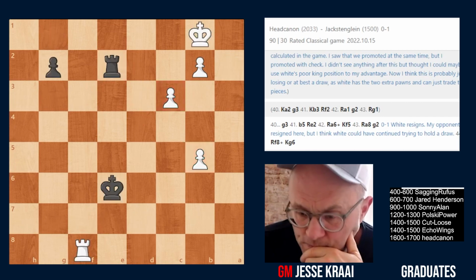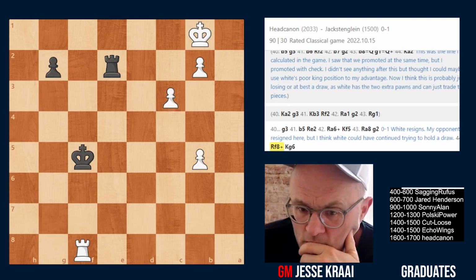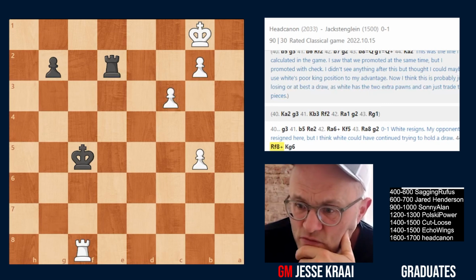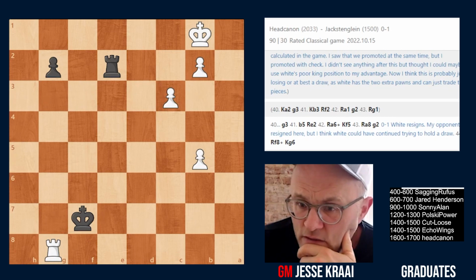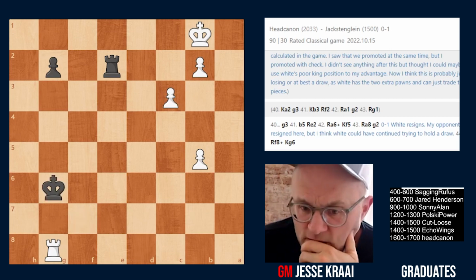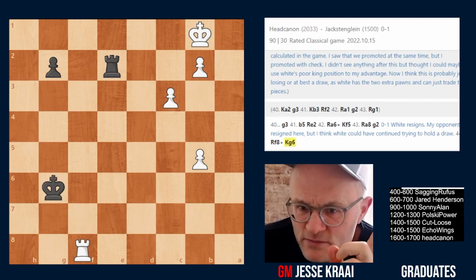And I don't see any way out here either for black. If king g6, we have good chances after rook g8. And here, it's still spicy, isn't it? Hold on. Wait a second. Let's just pause for a second.